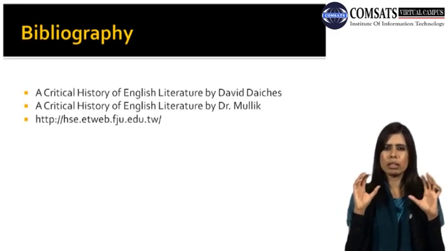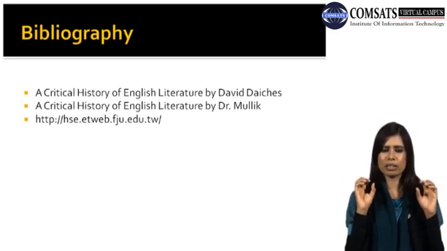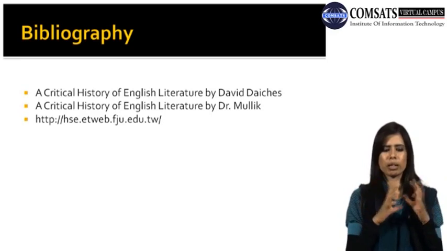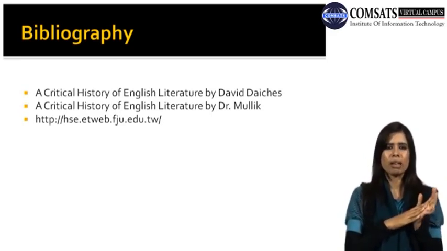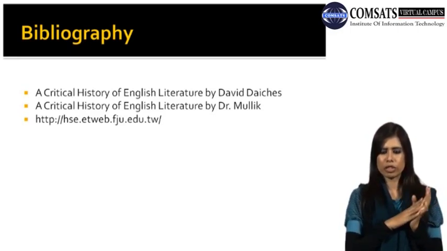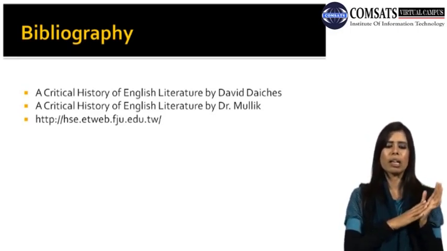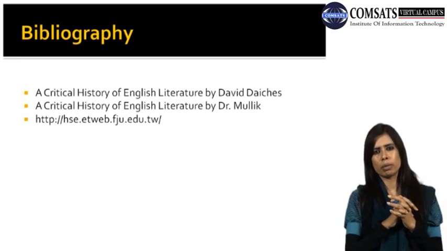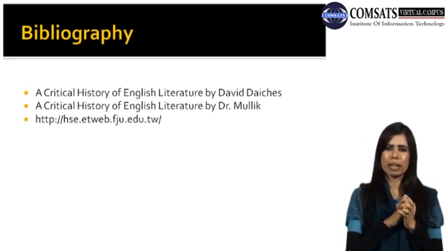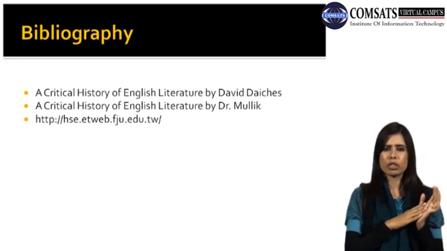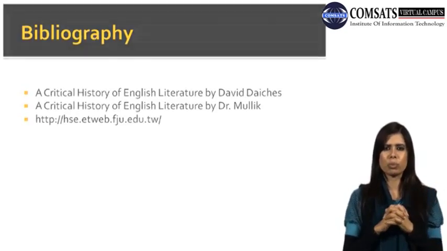Today's lecture, I took material from A Critical History of English Literature, written by David Daiches, and the other book is with the same name, A Critical History of English Literature by Dr. Mullick, and there is a web link available too. So you can get the rest of the information or the detailed information of today's lecture from this web link or these two books. So hope to see you again with the 18th century literature.